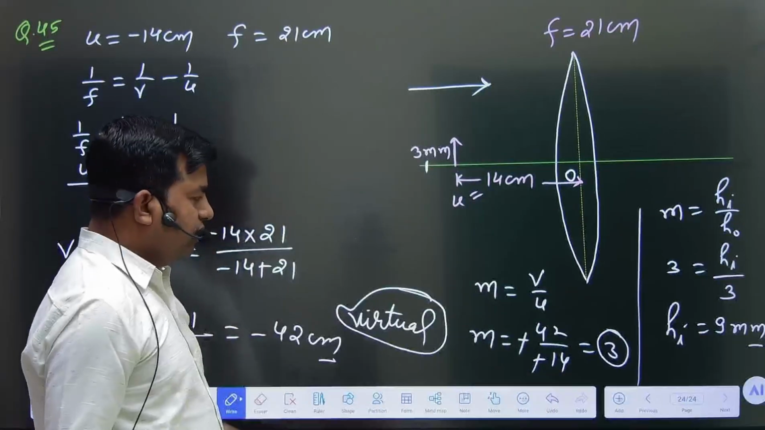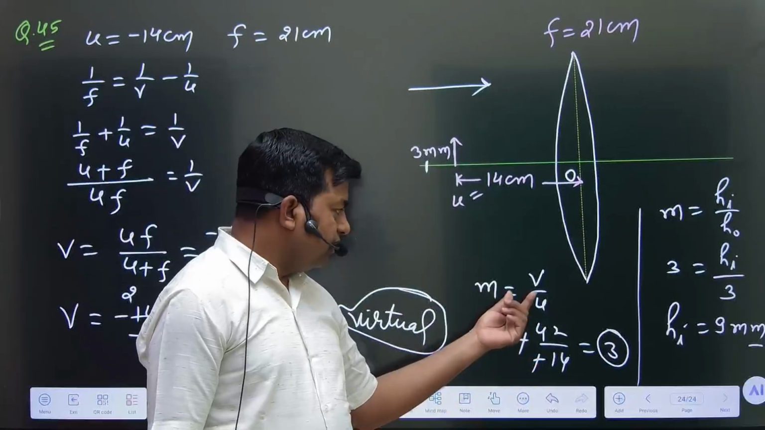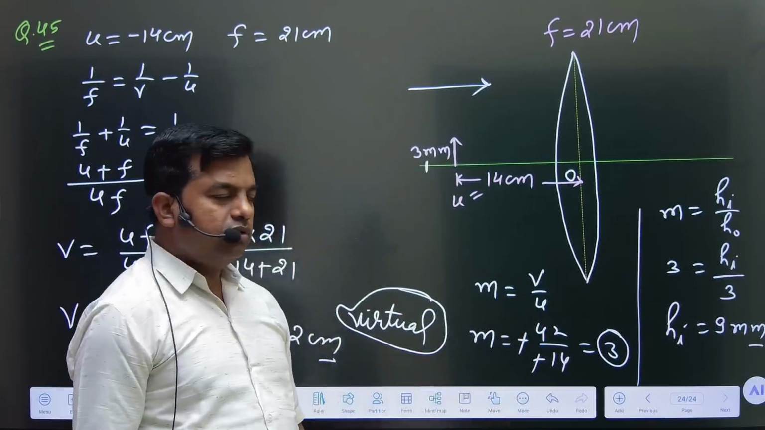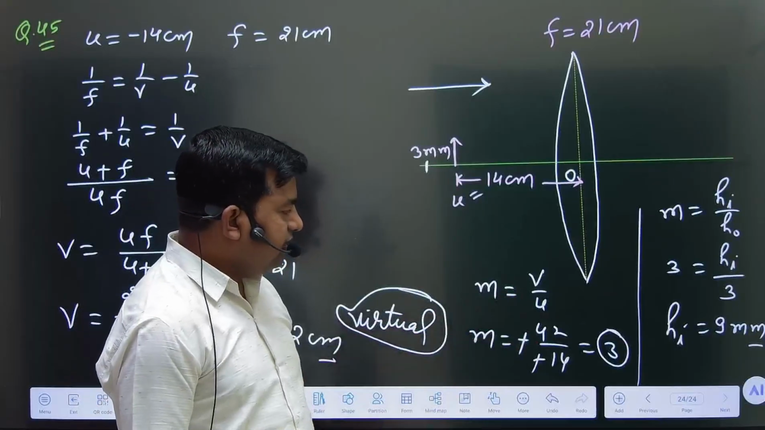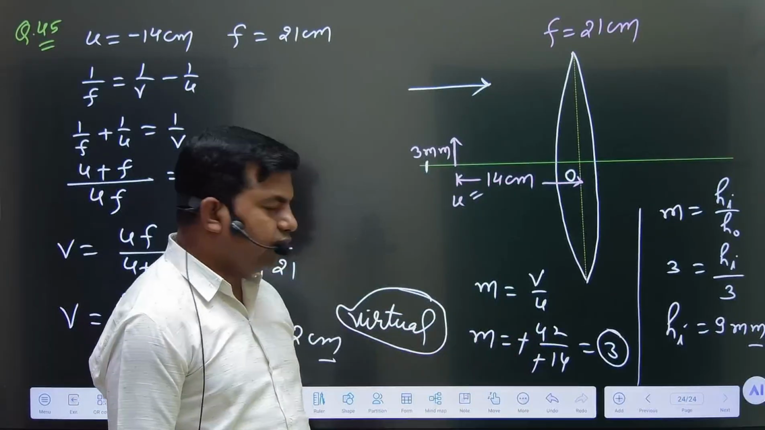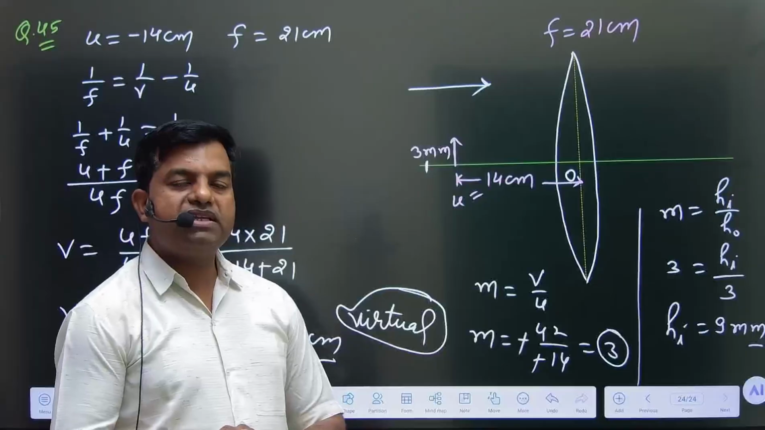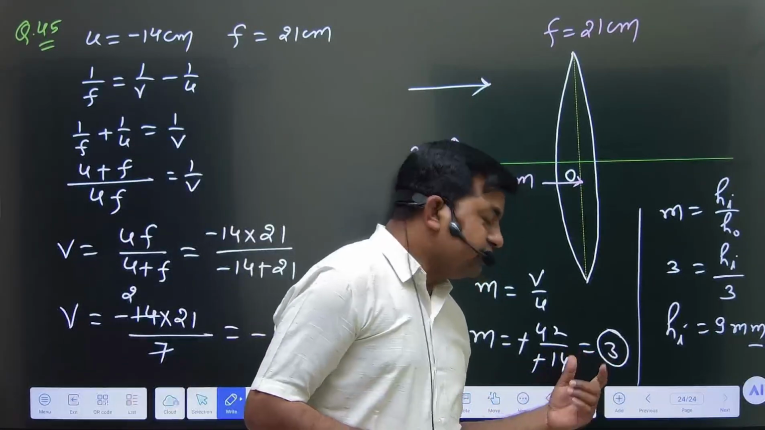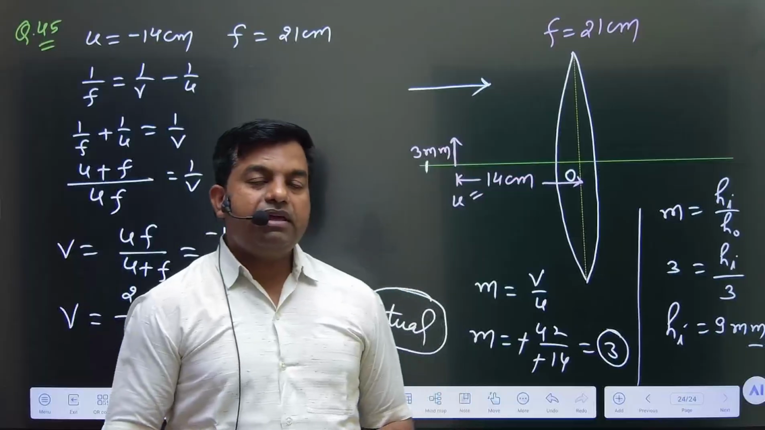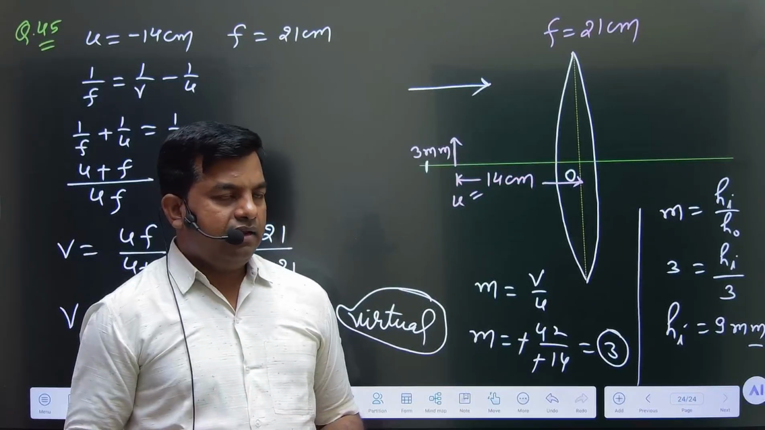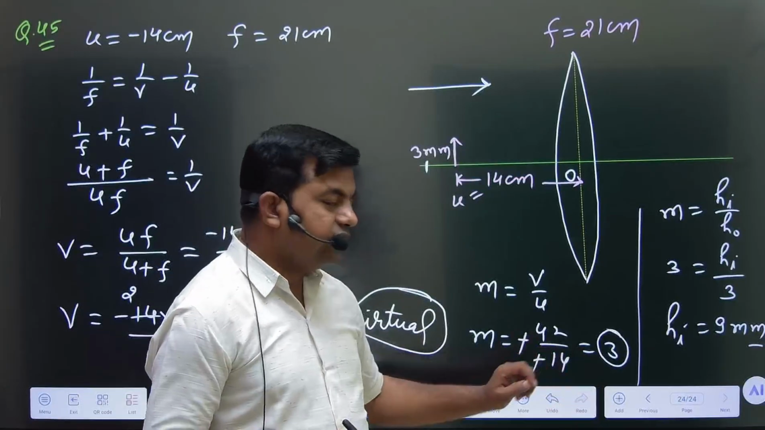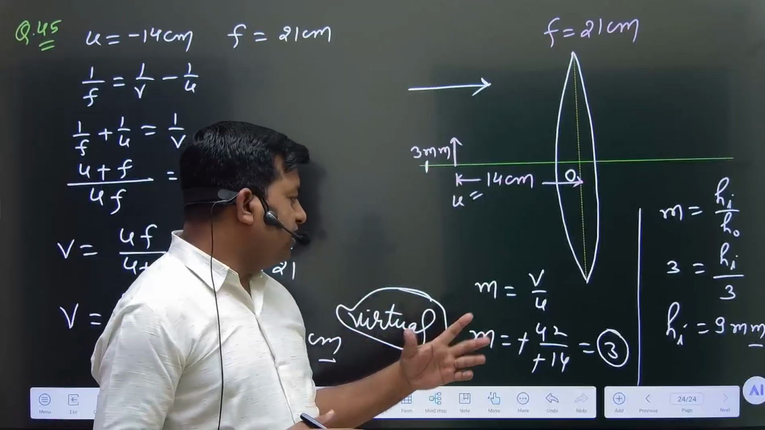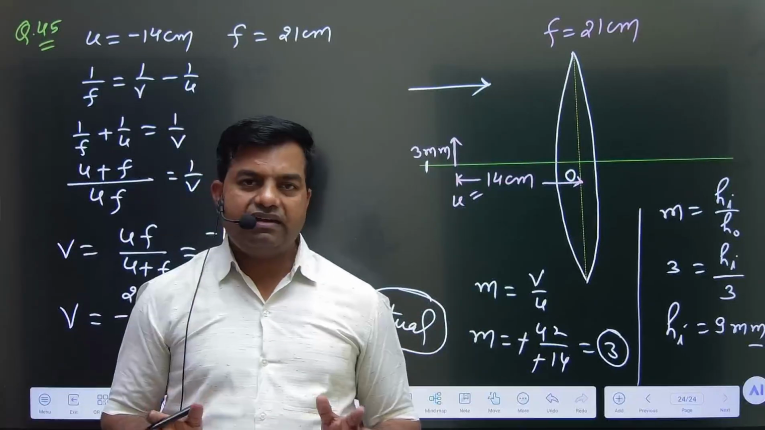Clear to you? M equal to v by u, and we have to put the value of v by u. So it is 42 by 14. This is plus 3. Plus 3 is what? Virtual image. Clear to you? If m is positive, image is virtual and erect. If m is negative, image is inverted. So virtual and erect image will form. This is your final answer.